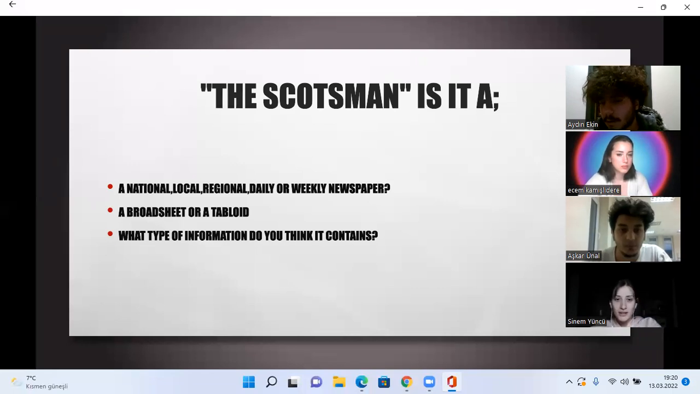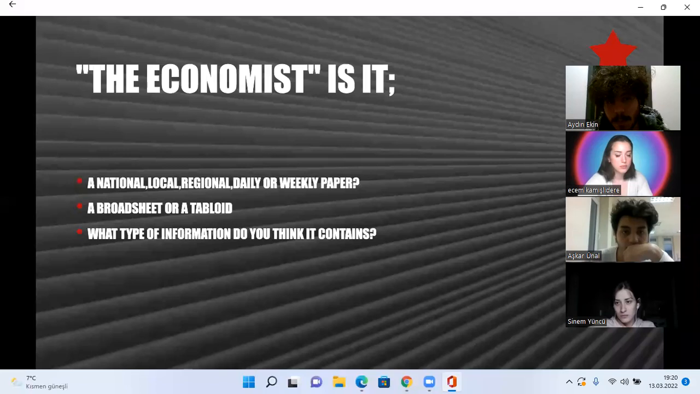Might be a broadsheet again. Yeah, you're free to say whatever you want to say. And what type of information do you think it contains? National events. Yeah, as I said before, the Scotsman is a national newspaper and it might have national events.